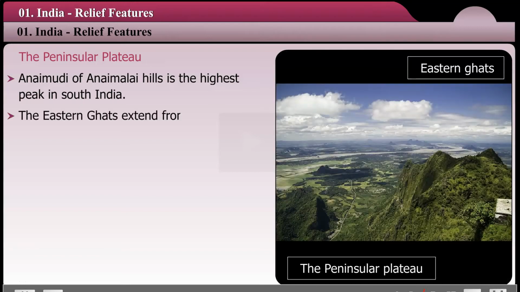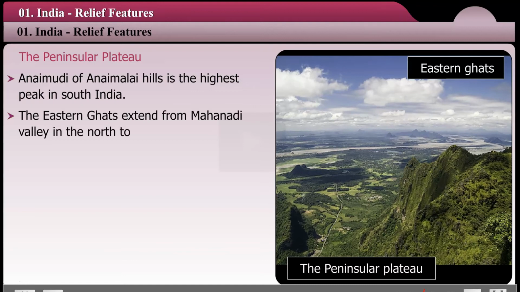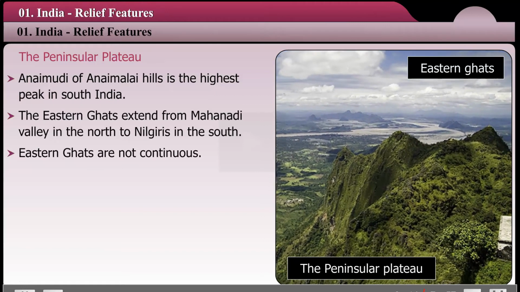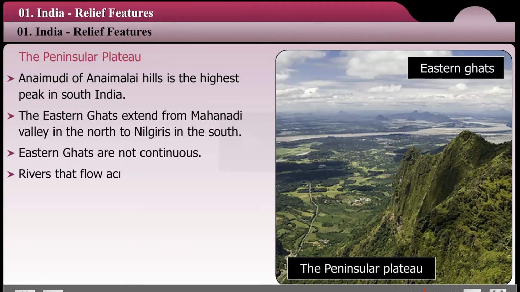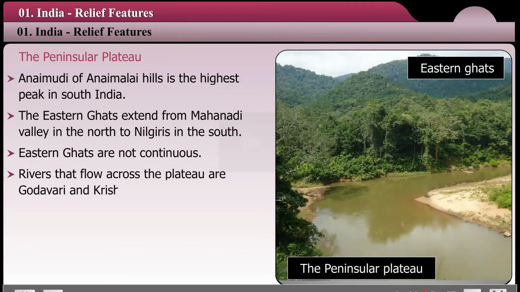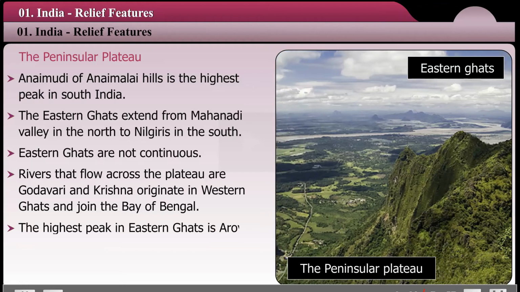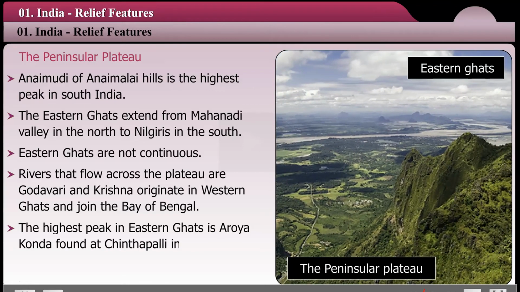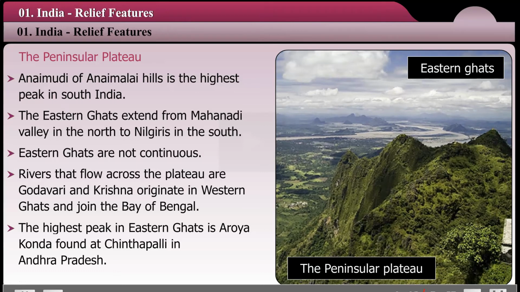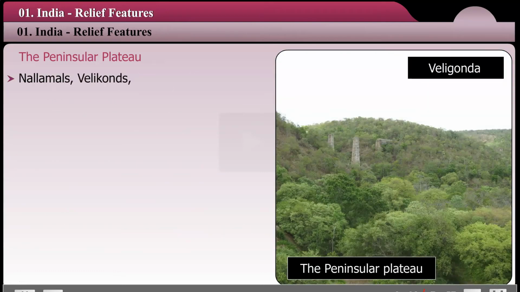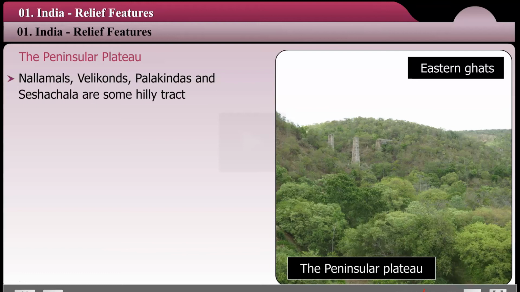The Eastern Ghats extend from Mahanadi Valley in the north to Nilgiris in the south. Eastern Ghats are not continuous. Rivers that flow across the plateau, Godavari and Krishna, originate in Western Ghats and join the Bay of Bengal. The highest peak in Eastern Ghats is Arma Konda, found at Chintapalli in Andhra Pradesh. Nallamalas, Velikondas, Palkondas and Seshachalam are some hilly tracts in these ghats.